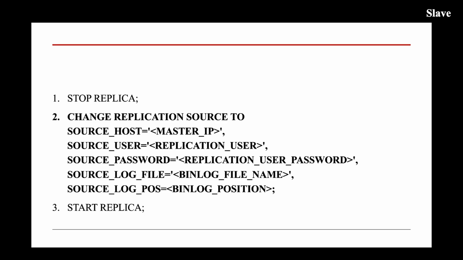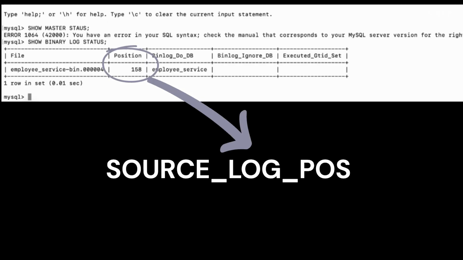Next is the source_log_pos. This is the exact position inside the binary log file from where the slave should begin reading. We also got this value from the master when we ran show binary log status. So just copy that position number exactly as it appeared. This tells the slave, start replication from this exact point inside the log file.